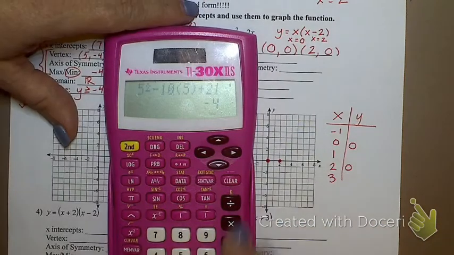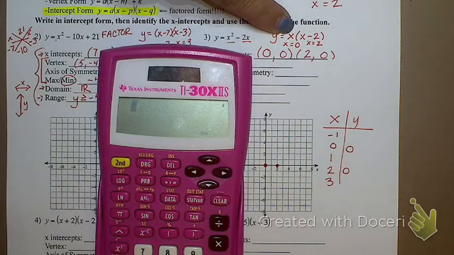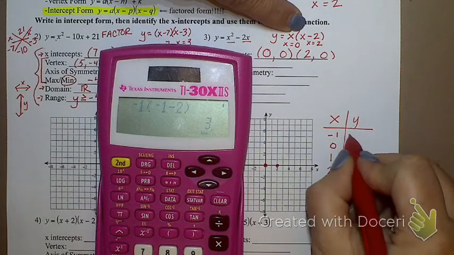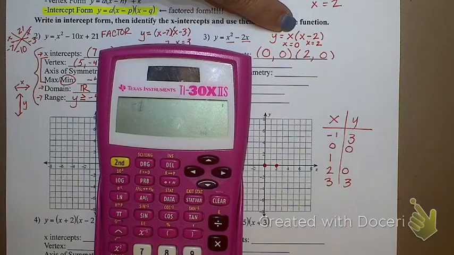Now, just for fun, I'm going to plug this into the intercept form this time. So that would be negative 1 parentheses negative 1 minus 2, and I get 3. So far, so good? Yes. Now I'm going to plug in 1. That would be 1 parentheses 1 minus 2, negative 1.